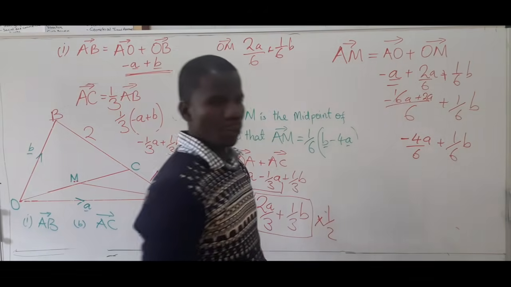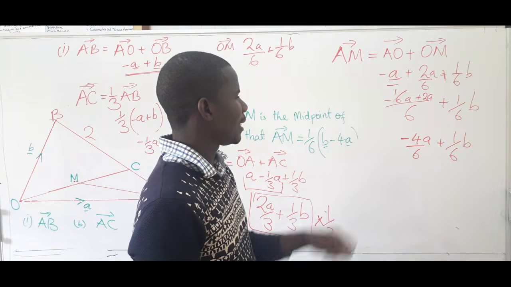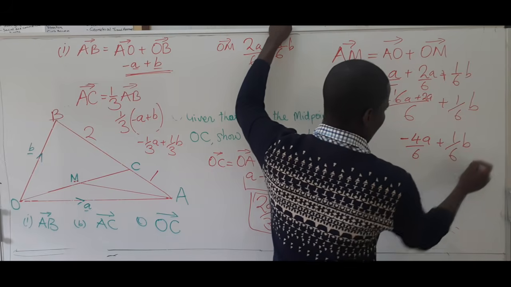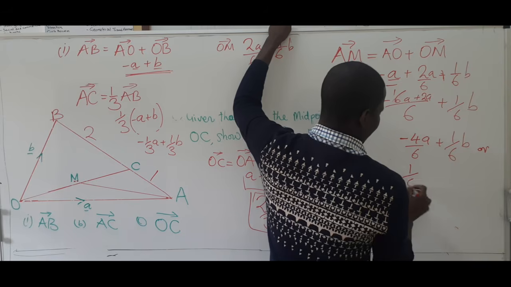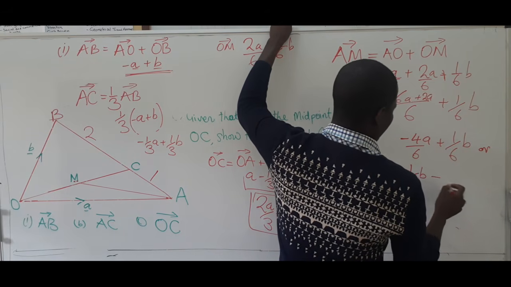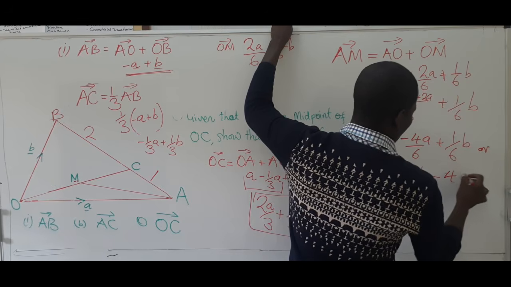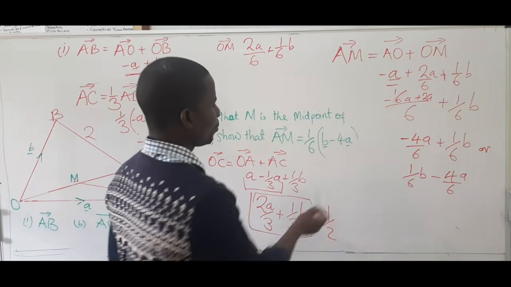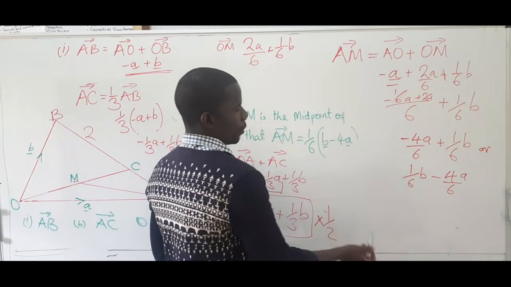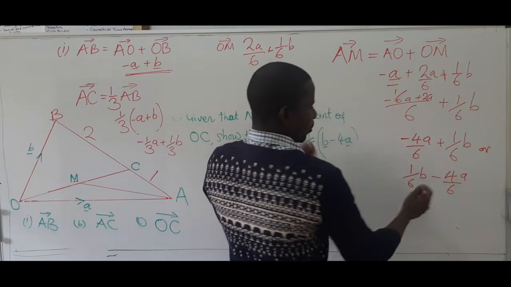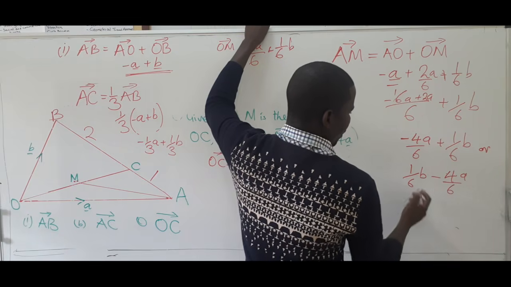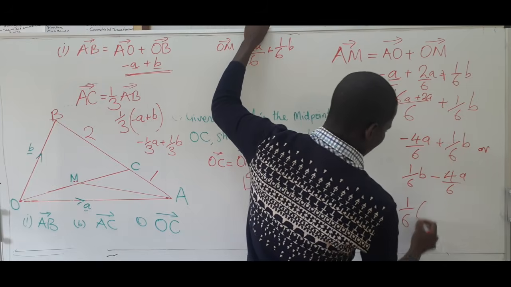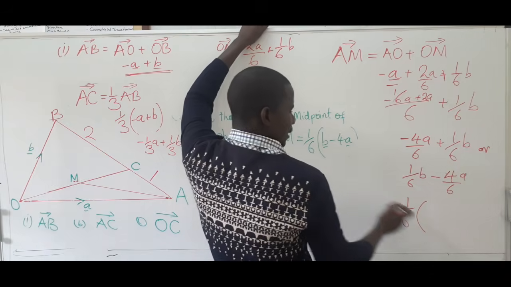Now usually, when you are given an expression in this case, we like rewriting it where we bring the negative to the other side. So it would be 1 over 6B minus 4A over 6. Now, when you look at this expression, what is common here? You can factorize the denominator, which is 6, is common. So we can say we have 1 over 6 common. When we remove this 1 over 6 here, what do we remain with?